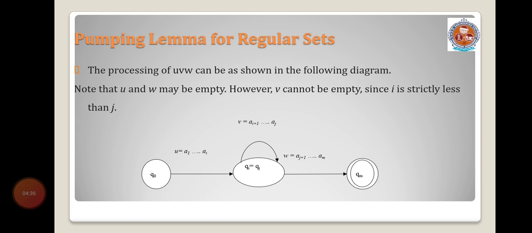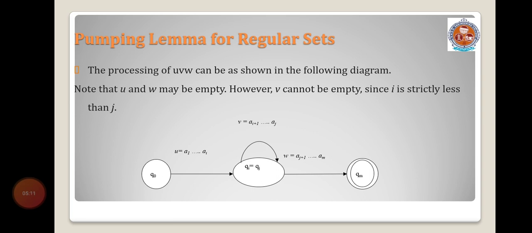Q naught is the initial state. After applying the substring u, we can move from q naught to qi. Now after applying the substring v, we can move from qi to qj, both are identical states. And finally, after applying the third part w, we can move from qj to the final state qf. Here we also observe that if the substring v is not applied, even the string uw belongs to L, because the string uw terminates at the final state.